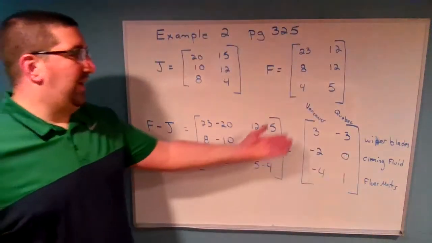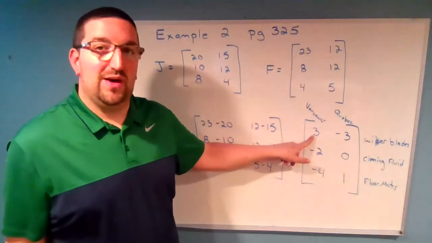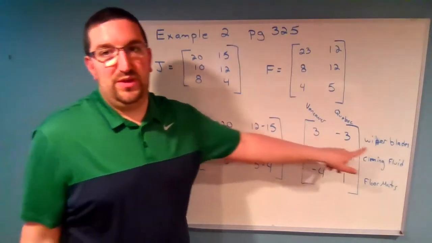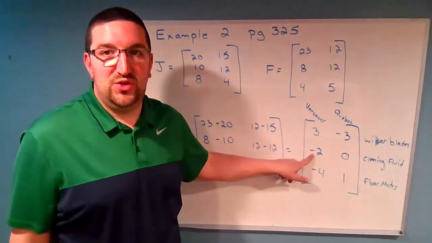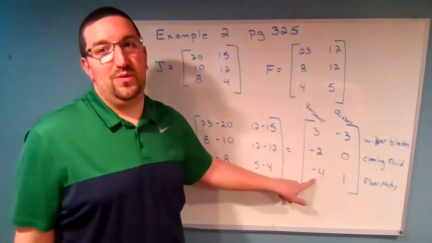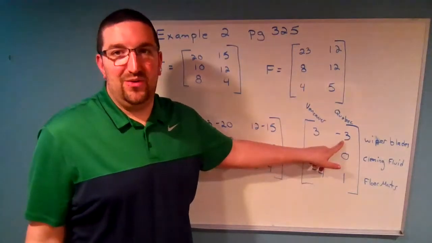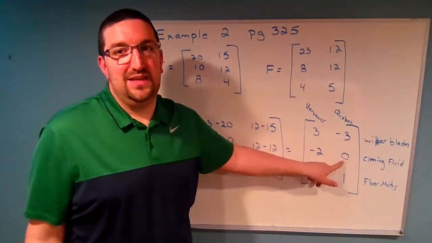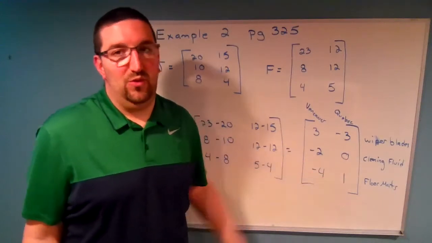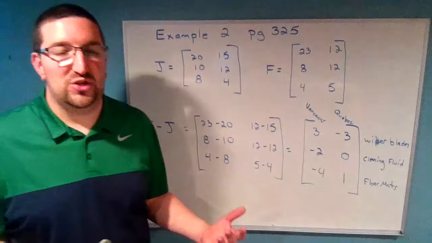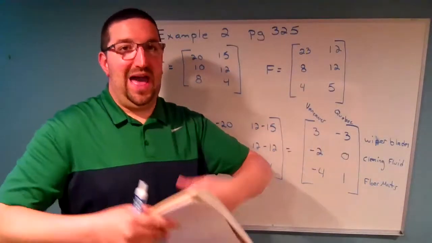All right, so what does this resulting table mean? It means, so we're talking about the change in, we went up 3 wiper blades more in Vancouver. We went down 2 cleaning fluids, and we went down 4 floor mats from January to February. We went down in Quebec 3 wiper blades, didn't change at all cleaning fluid in Quebec, and we went up 1 floor mat.